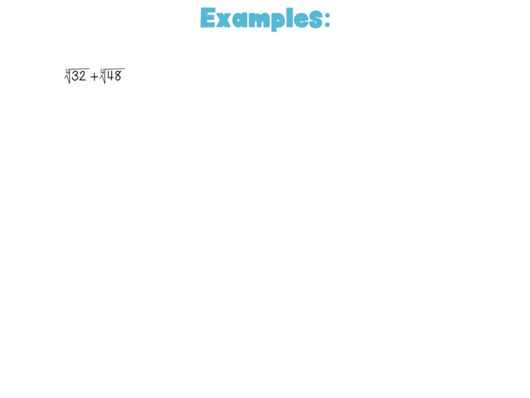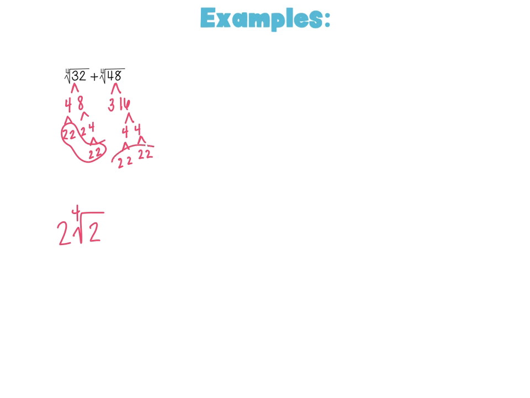So, we need to simplify first. I need four of the same number. Two goes on the outside, but I do have a two still hanging left over. Now I'm going to do that 48. I need four of the same number. That will go on the outside with the three left over. Now, I've got the fourth root of two, and I've got the fourth root of three. They do not match. I cannot simplify here. That is as far as I can go.